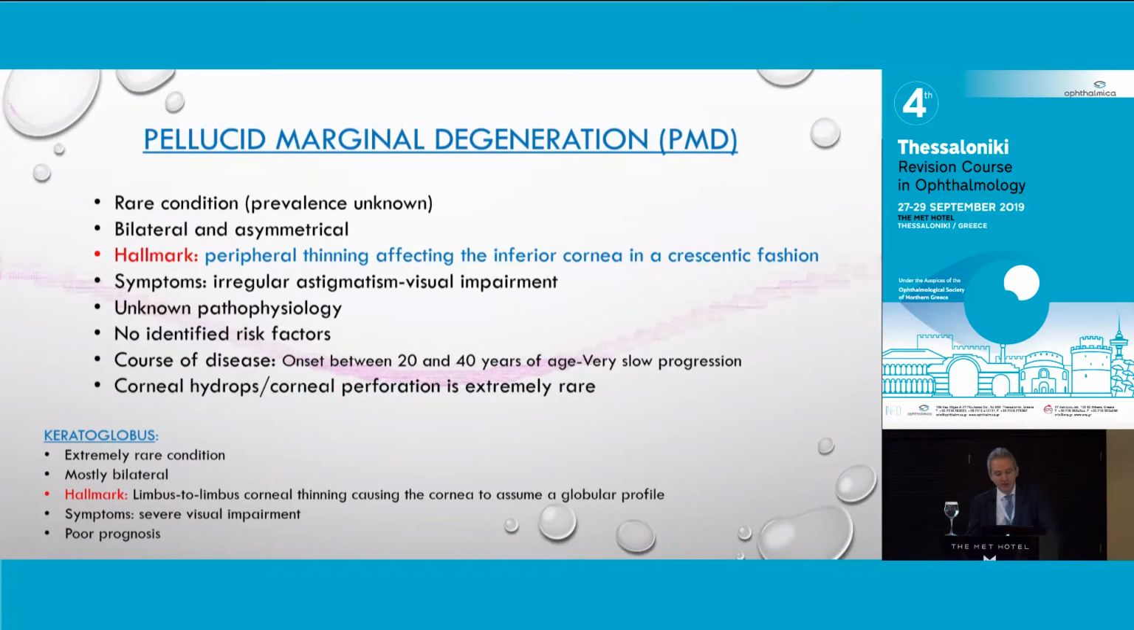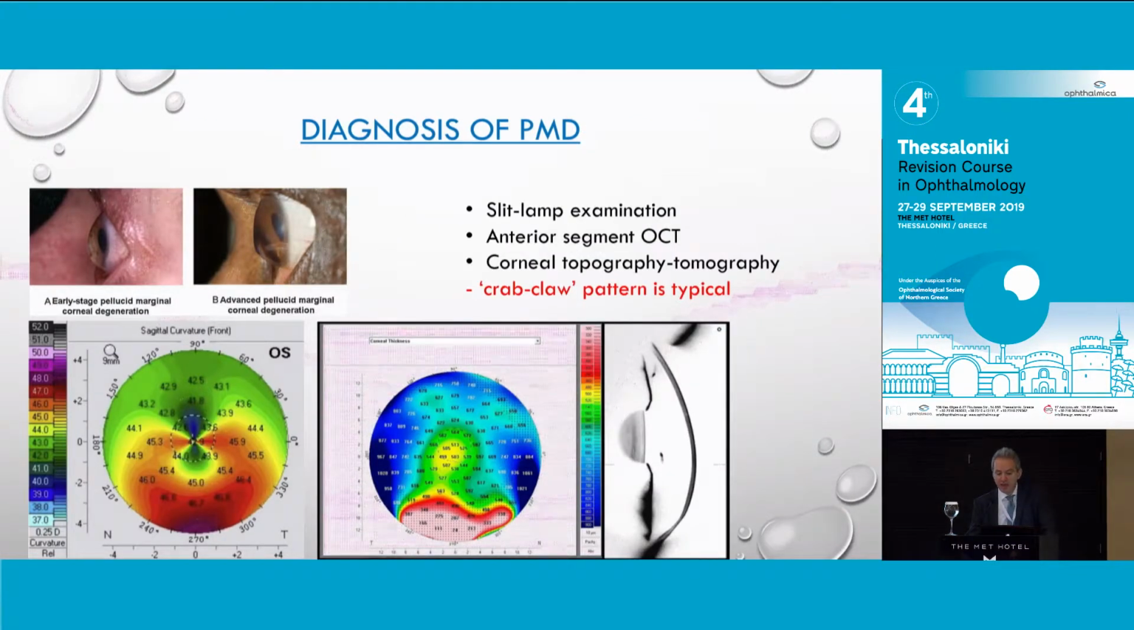We don't know a lot about keratoglobus. In keratoglobus, we have corneal thinning of the whole of the corneal tissue. So the whole cornea, the overall cornea, is protruded and thin. And the prognosis is not good at all. So how do we diagnose pellucid marginal degeneration? Again, with the aid of corneal topography and tomography, where we observe the typical crab claw pattern inferiorly.